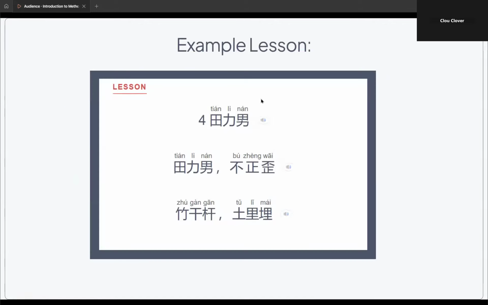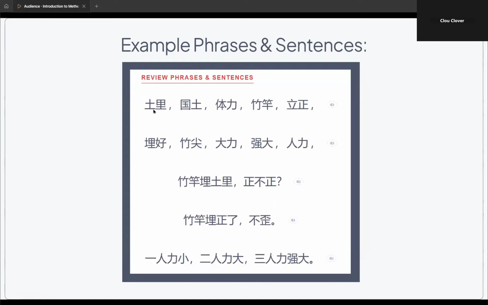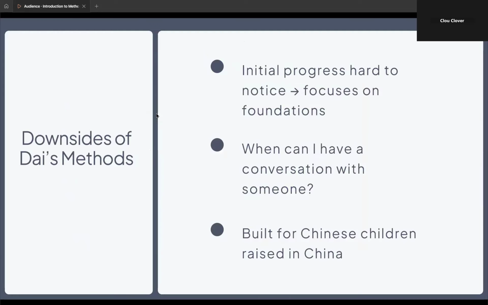characters. So for an example lesson here, it also comes with review phrases and sentences. And here, now it starts teaching you the approximate meaning of characters through teaching you what phrases it can form. But there are downsides to this method. Initial progress is hard to notice as it focuses on building a strong foundation.